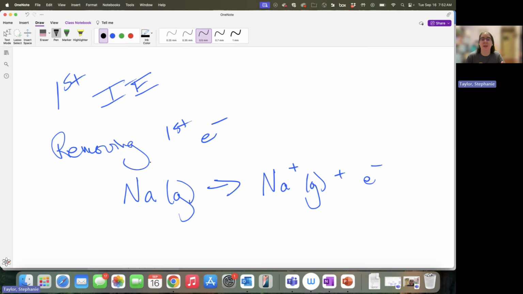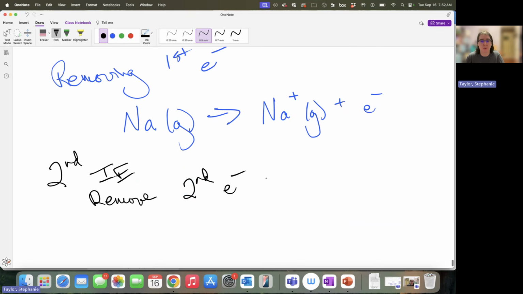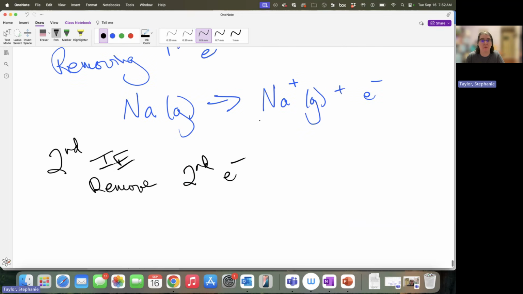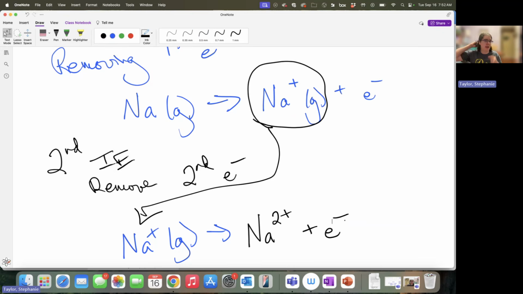When we then want to go to the second ionization energy, we pick up where we left off. So we remove a second electron. And this is important because we're going to basically start where we left off. We start with this thing. So we actually start with that positive sodium ion, still in the gas phase, and then we remove another electron. We remove a second electron, but we remove them one at a time. So when we talk about first ionization energy, second, third, fourth, we are still removing them one at a time. We remove them individually.